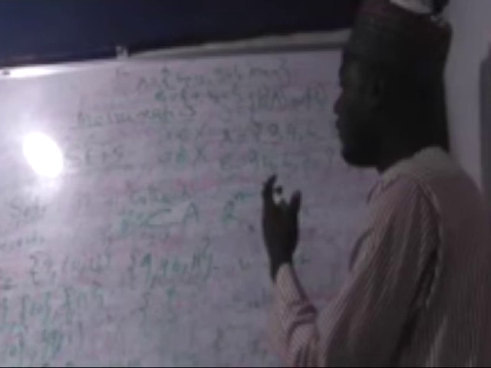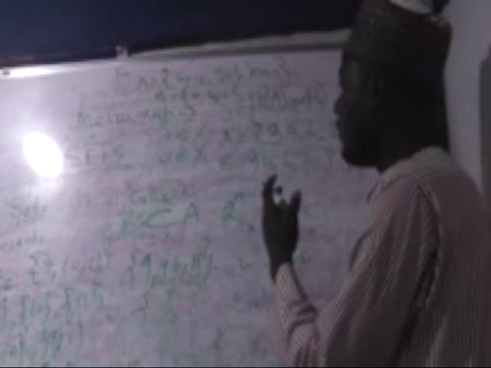Listeners at home, get your biro and try this exercise. Question 1. Let A be a set with the elements C, D, E, and F. A. List all the subsets of A. B. How many subsets does A have? I repeat again. Let A be a set with elements C, D, E, and F. A. List all the subsets of A. B. How many subsets does A have?